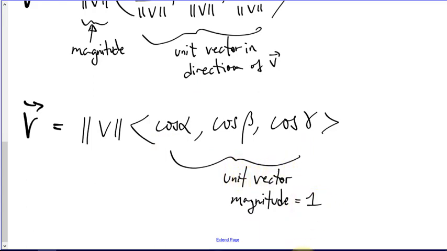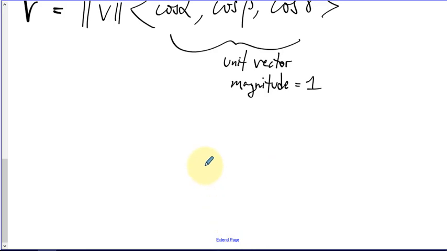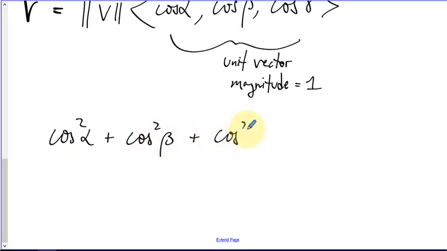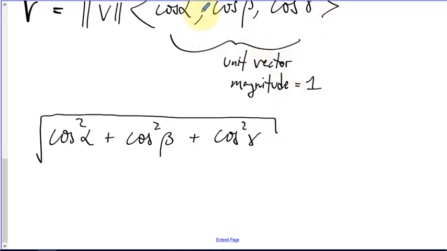And that leads us to another important conclusion, which is that the cosine squared of alpha plus the cosine squared of beta plus the cosine squared of gamma equals 1. Since the magnitude is 1, if you take the magnitude of this vector, it would have to be 1. Squaring both sides, I get this equation.